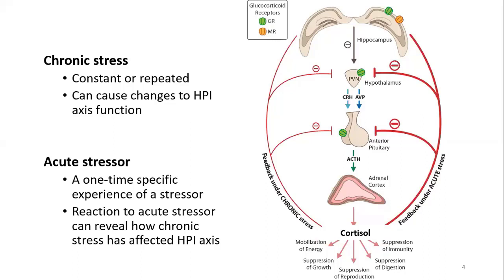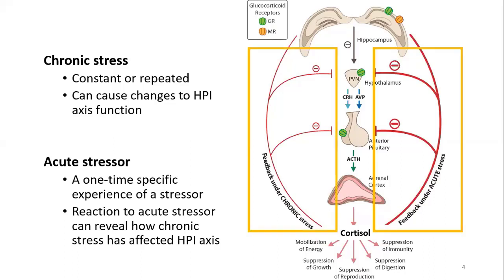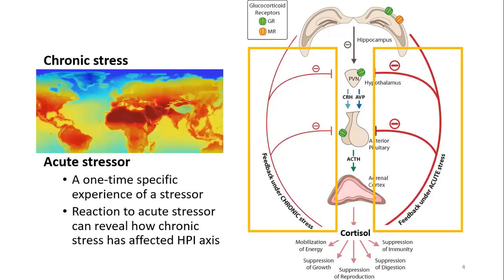So there are two kinds of stress. Chronic stress is constant or repeated, so this is something that's experienced over a long term. And this can actually cause changes to the way that the HPI axis functions. And I'm not going to go into the molecular mechanism of that for the sake of time today, but it has to do with epigenetic regulation of the receptors that control the negative feedback loop. And if there are changes to the negative feedback loop, that's responsible for shutting the system off after it's been turned on in response to the stressor. So changes to that mean changes in how much cortisol is produced. An example of chronic stress would be climate change. This is something that wildlife populations are experiencing as a stressor over a long period of time.